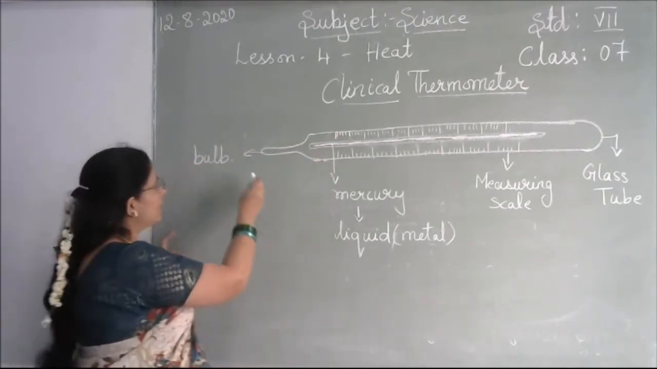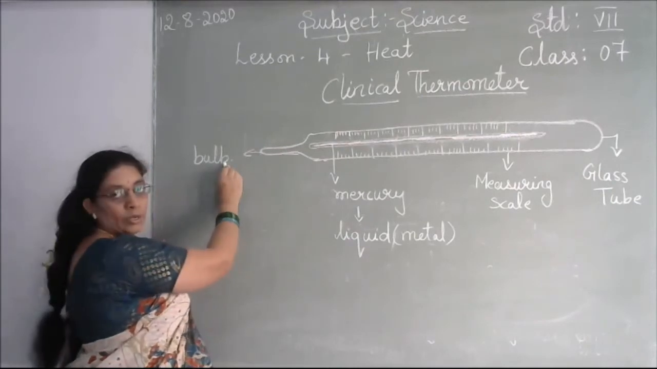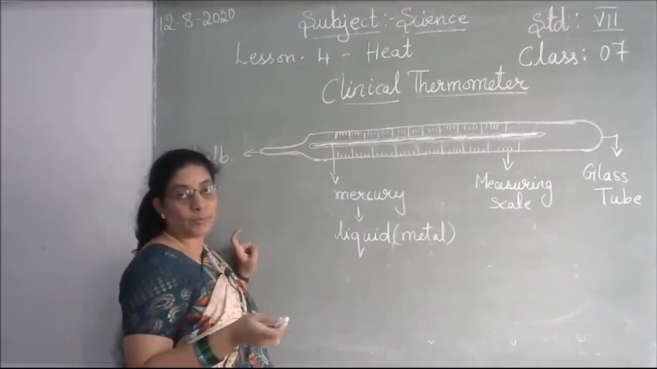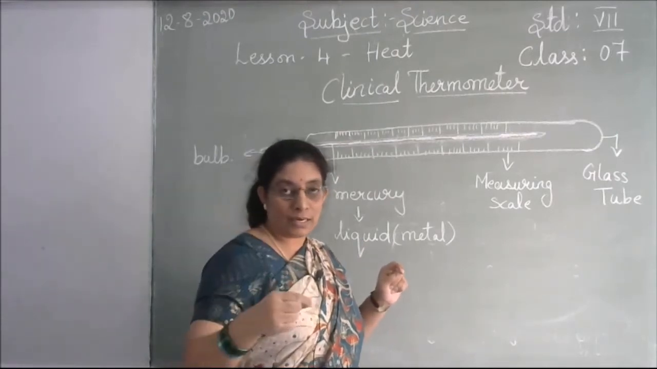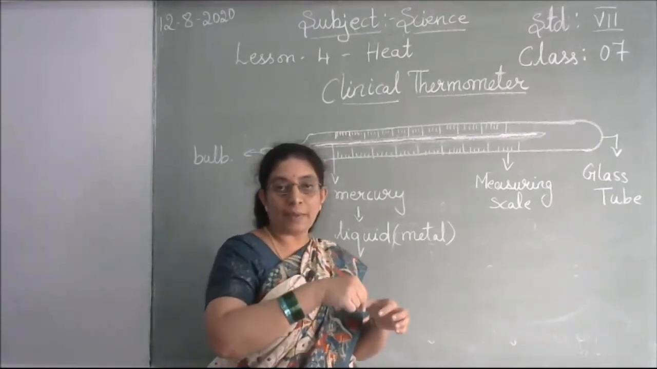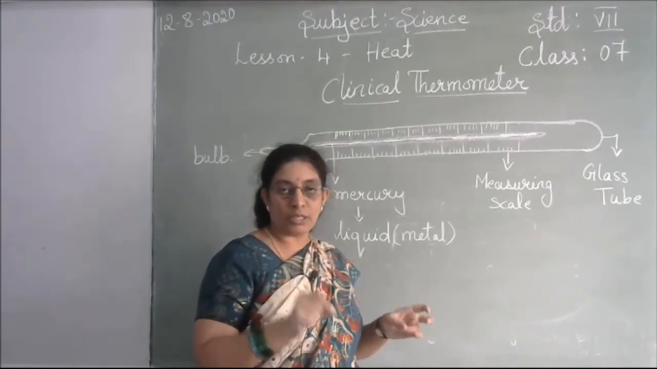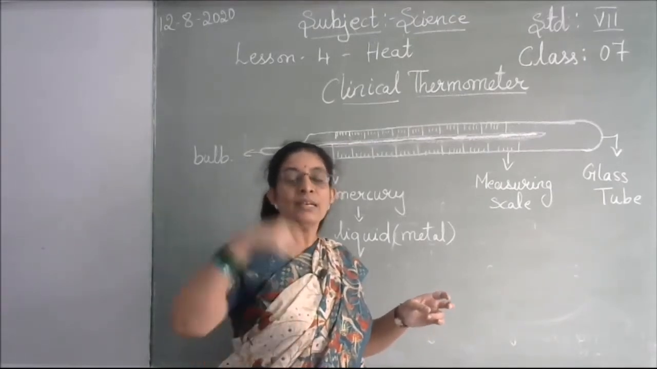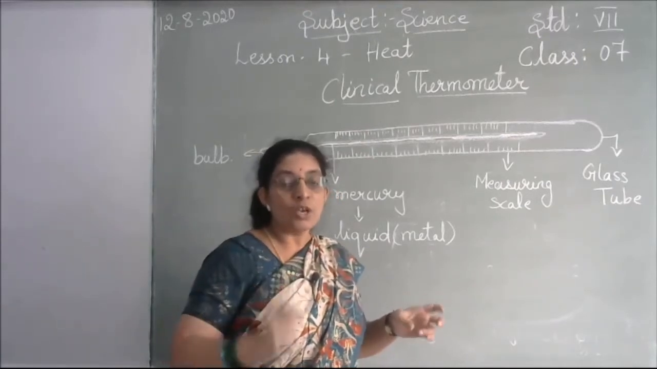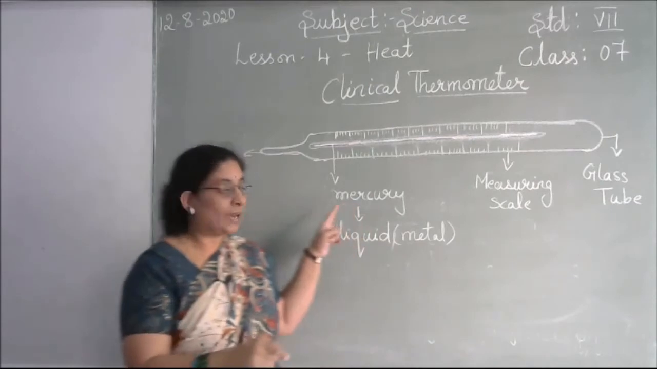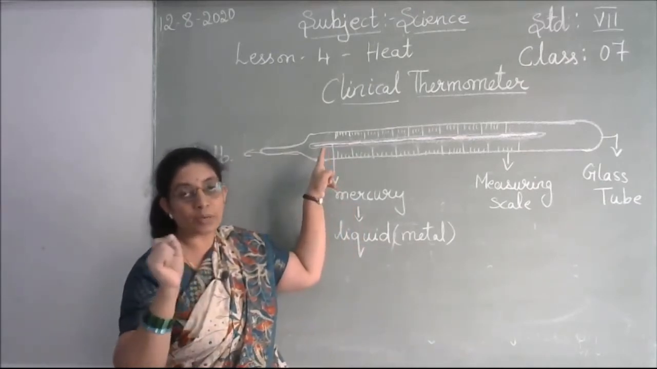That is the bulb. So this is called the bulb. When you go to the hospitals, they take a clinical thermometer, which is kept in a solution. After they take it out, they shake it like this. Why do they shake it? For the mercury level to come to the zero.